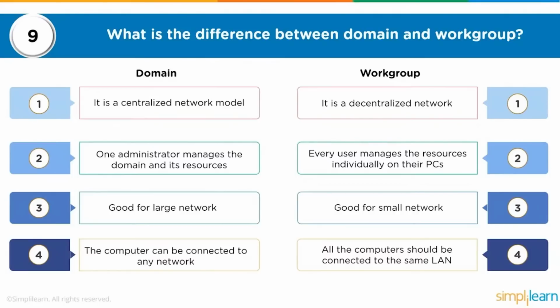The computer can be connected to any network. That means you can be on the internet, and through the internet using a VPN, you can connect to your corporate network, authenticate in, and get access to whatever resources you are allowed to access. Whereas in a work group, you have to be a part of that network to access it. If you change your location and connect to another Wi-Fi, you will lose access to your previous Wi-Fi.